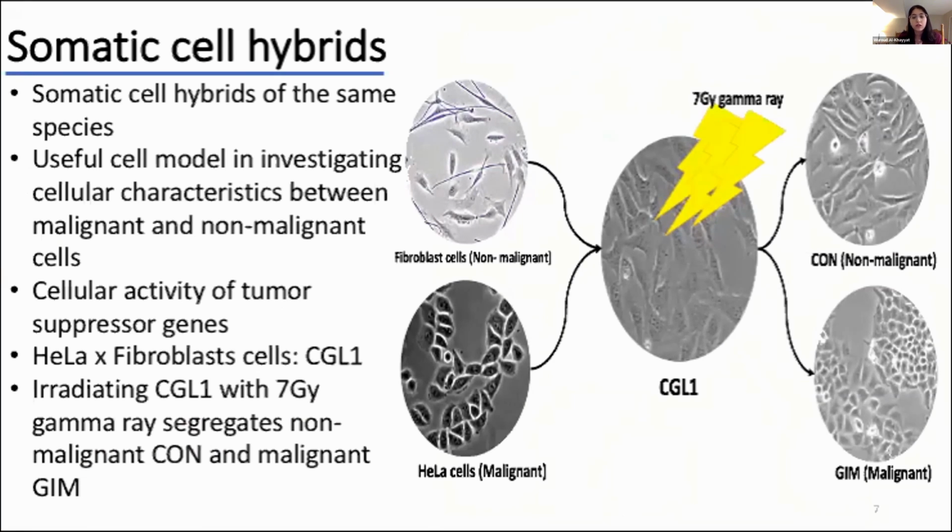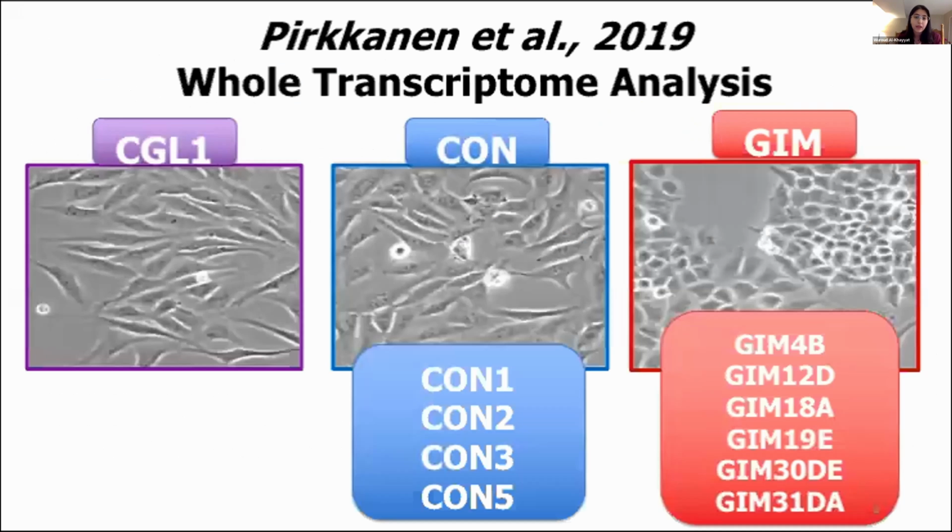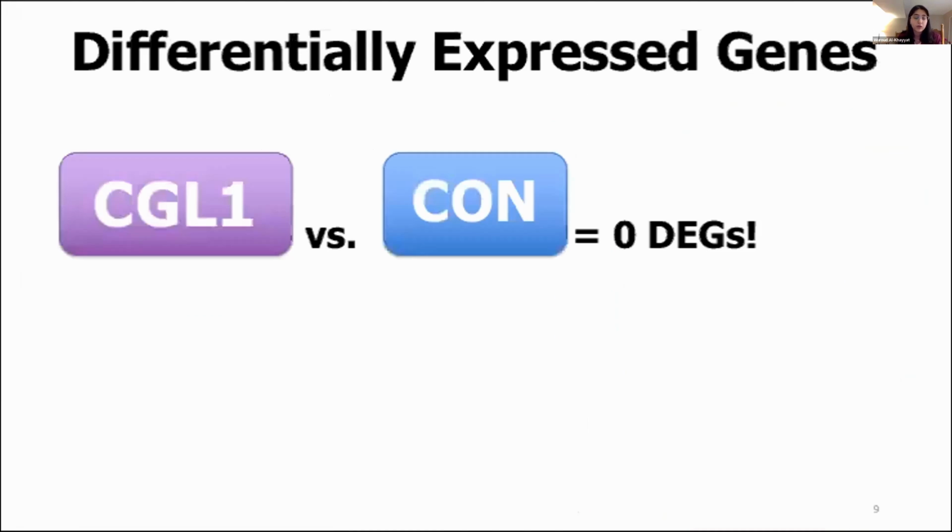Now, fusion between tumorigenic cells, such as HeLa, and normal cells, such as human diploid fibroblasts, results in the CGL1 hybrid that is genetically stable, non-tumorigenic. Now, irradiation of the CGL1 segregates 2 new cell lines. One is a non-tumorigenic cell line called CON, and one is a tumorigenic cell line called GIM. Now, our lab has performed a transcriptome analysis between CGL1, CON, and GIMs, and they have found 2 important discoveries.